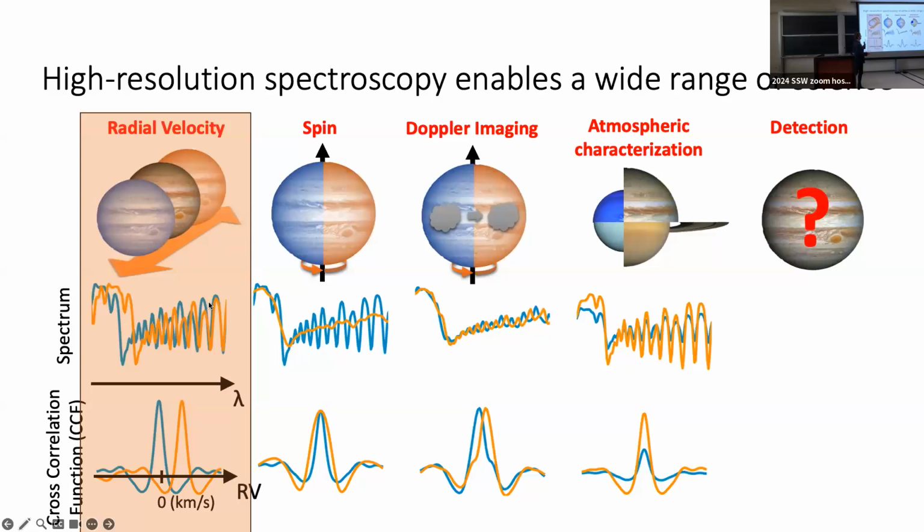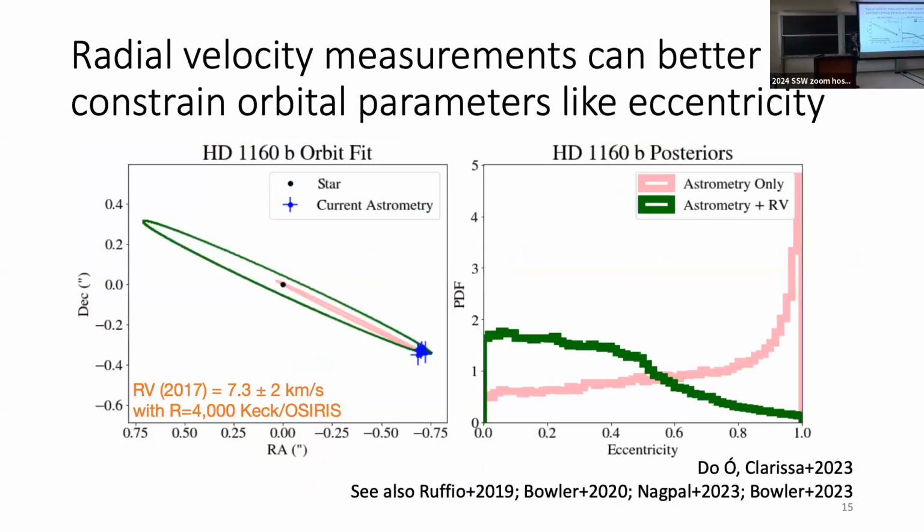So what can we do with this? Well, one pretty straightforward thing is to better characterize the orbit of those planets. Especially for planets that are very far away and don't move very quickly, having an extra point that tells you the velocity along the third axis can be helpful. That's the case for HD 1160 b here, work by Clarissa. Without it, the preferred orbit had a very high eccentricity, but if you add the radial velocity measurement, low eccentricity orbits are preferred.